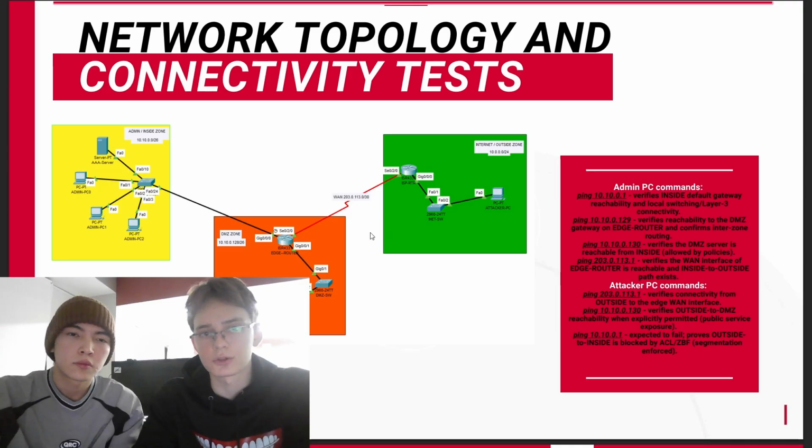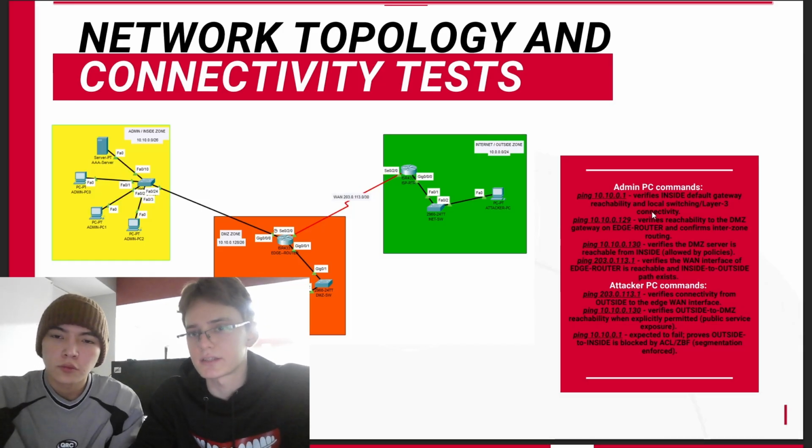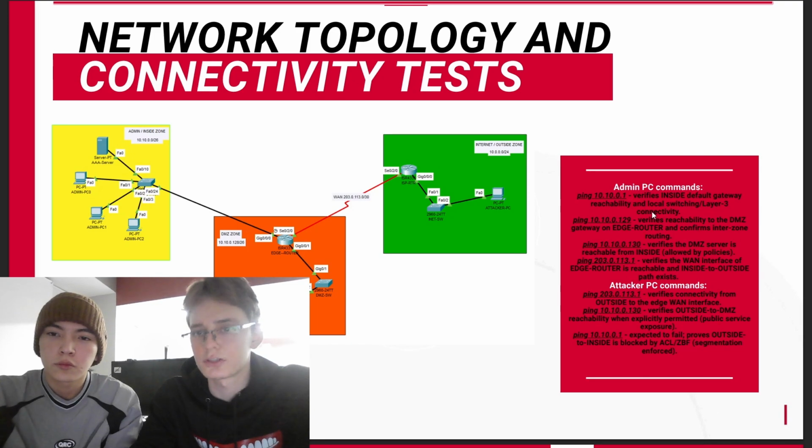We also have a wide area network. It provides connection to the internet. And here we have the admin PC commands. The first ping verifies inside default gateway reachability and local switching.